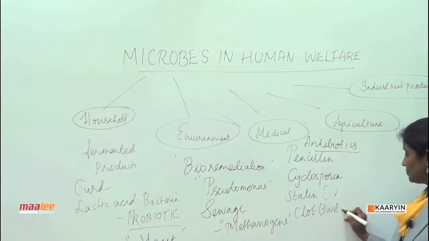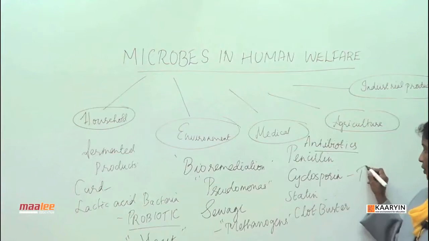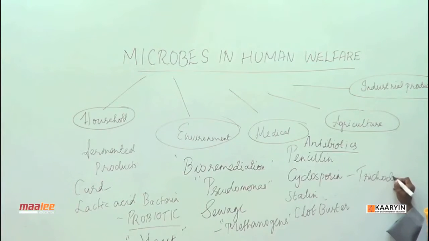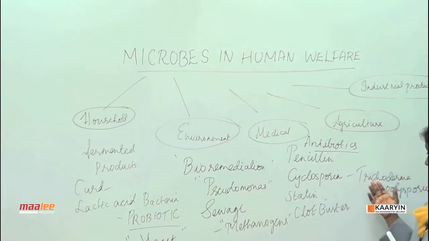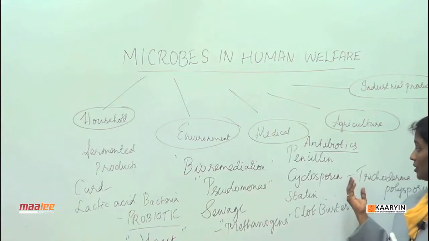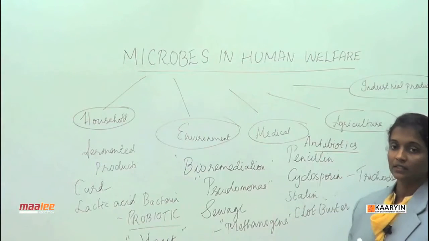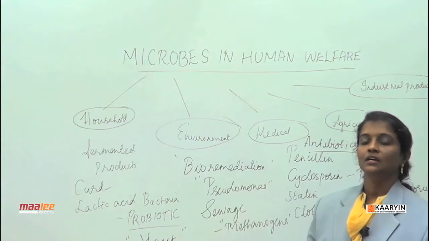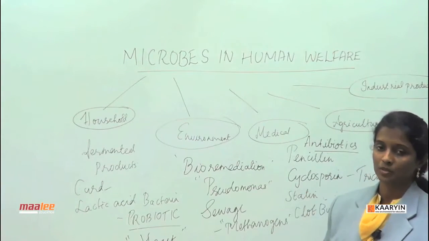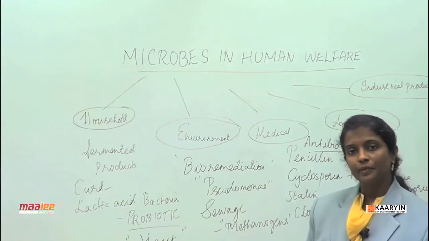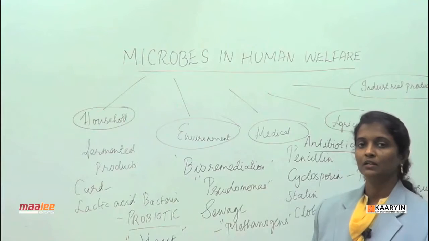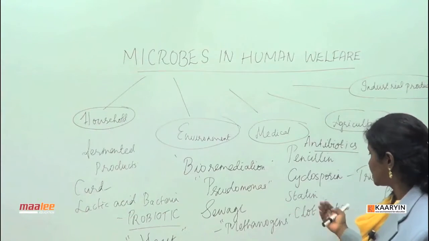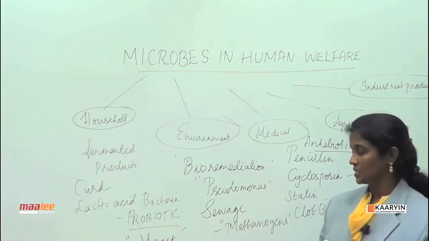Cyclosporin is from Trichoderma polysporum, which is a fungus commonly found in wooden logs. This Trichoderma polysporum is the source of cyclosporin, which is used for kidney transplantation as a very effective immunosuppressant, given to patients undergoing transplantation, especially kidney transplantation and other transplantations. Next, we have clot busters from Streptococcus, which is streptokinase.